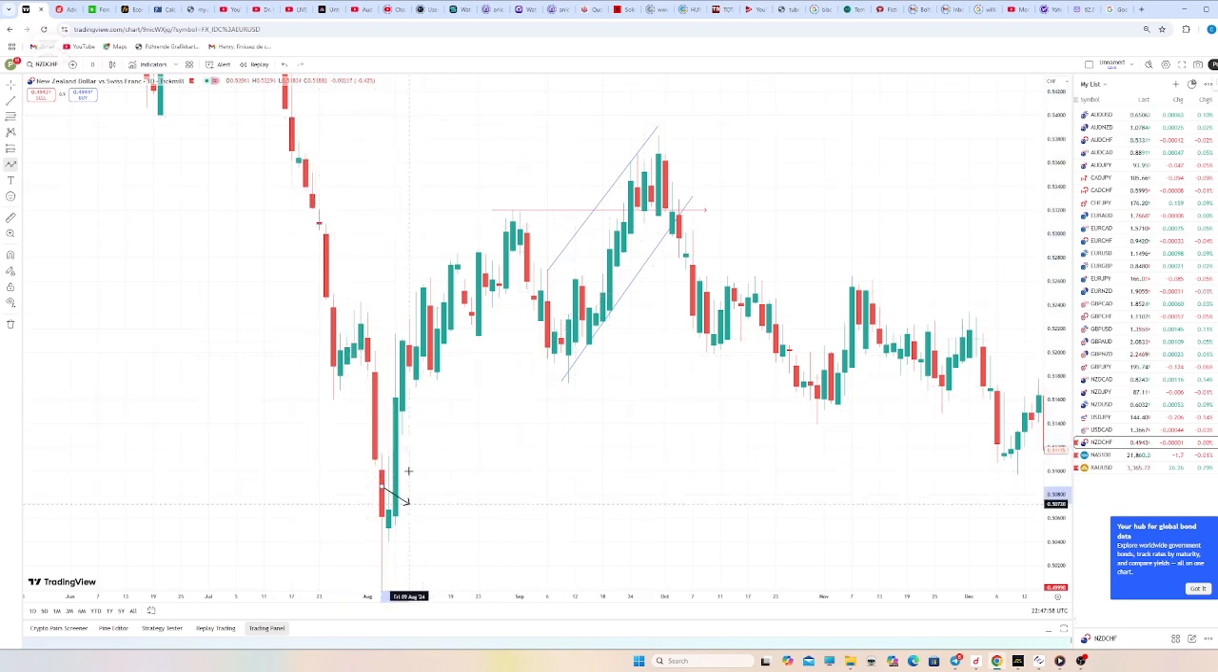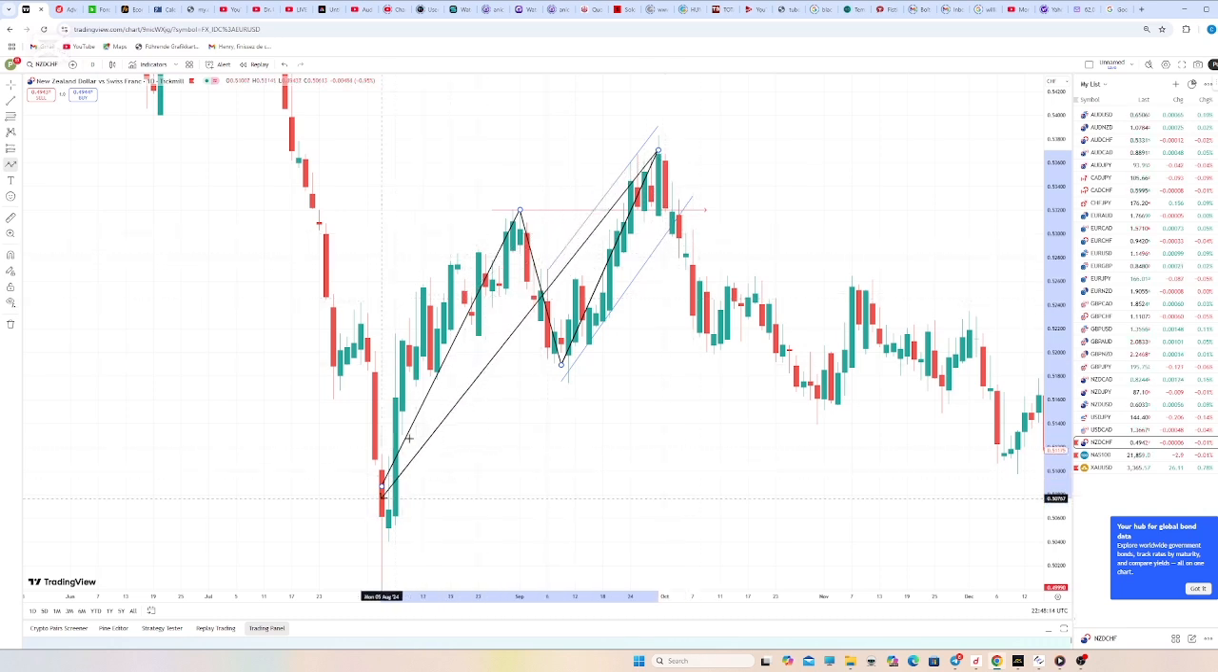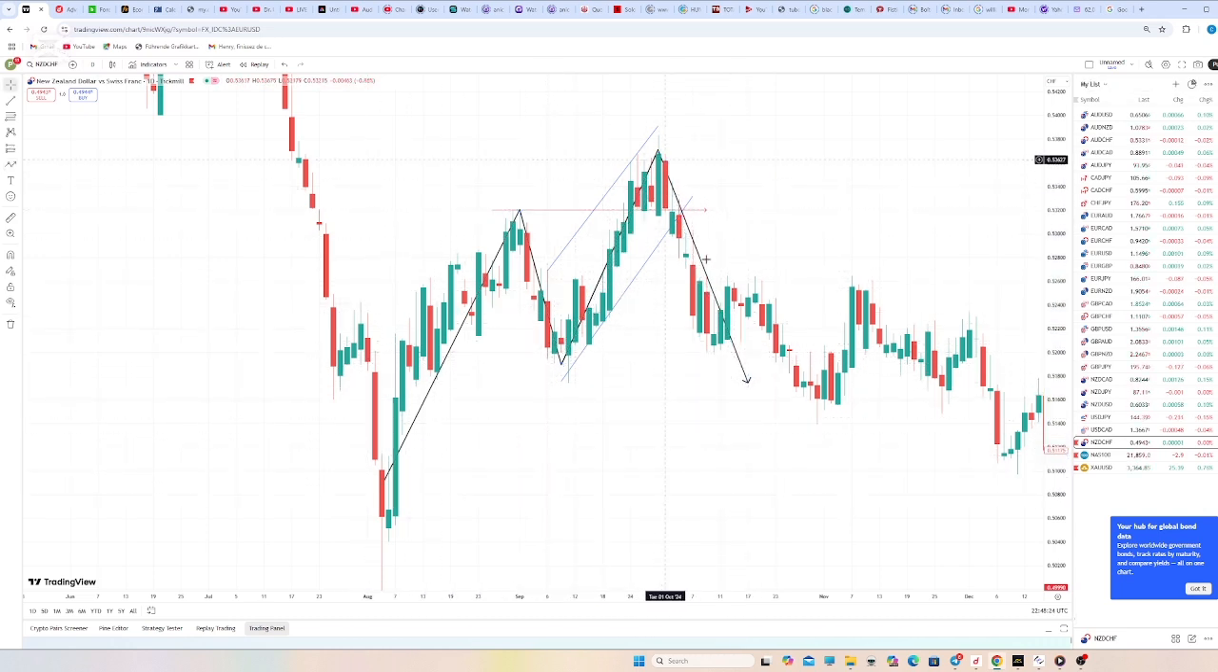It gave us the first push, gave us the left leg, price drop, and on the right leg of the M pattern, what do we see? We see a clear structure, which is an ascending channel. This is exactly what I want to see, because we have our M pattern, and on the right leg of the M pattern, we are having our ascending channel. And it caused price to reverse from a bullish move to a bearish move.